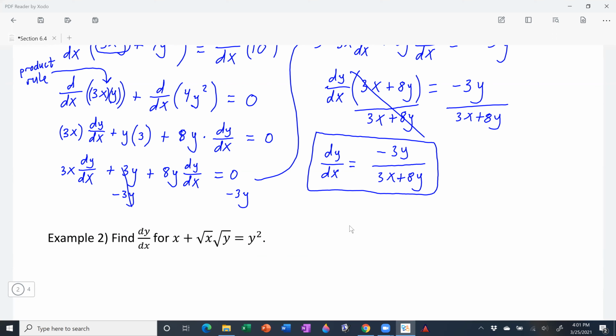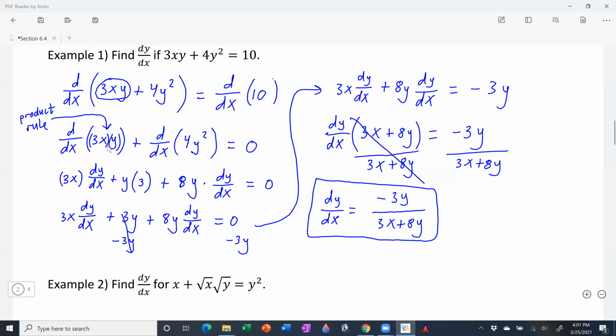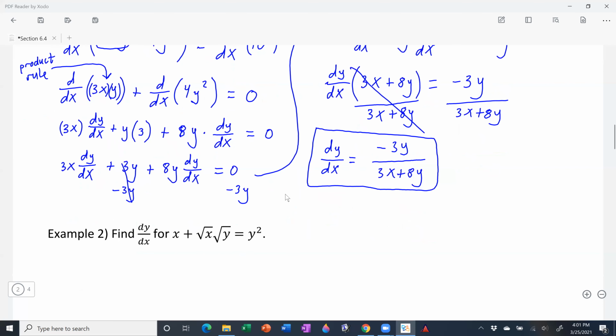And remember, this whole time, we're assuming that y is a function of x. Pretty interesting stuff. It takes a while to get used to, especially the fact that we've got weird little product rules and chain rules showing up all over the place. So I'll make a new video to pick up on example 2.